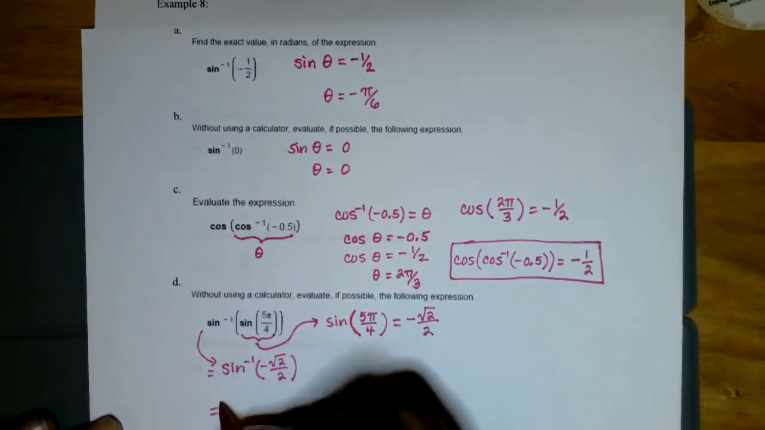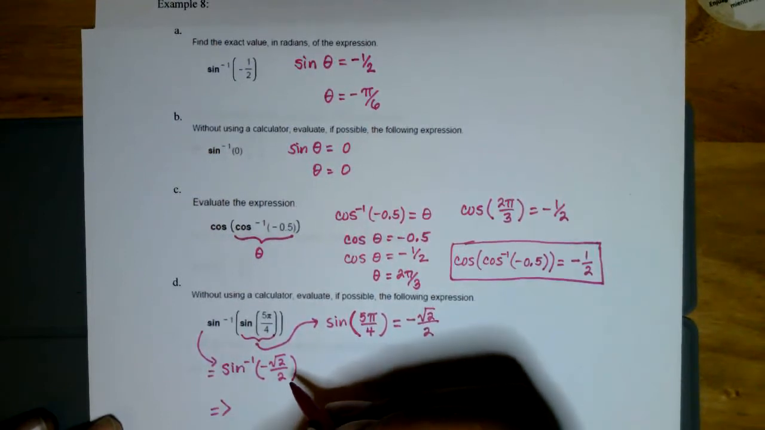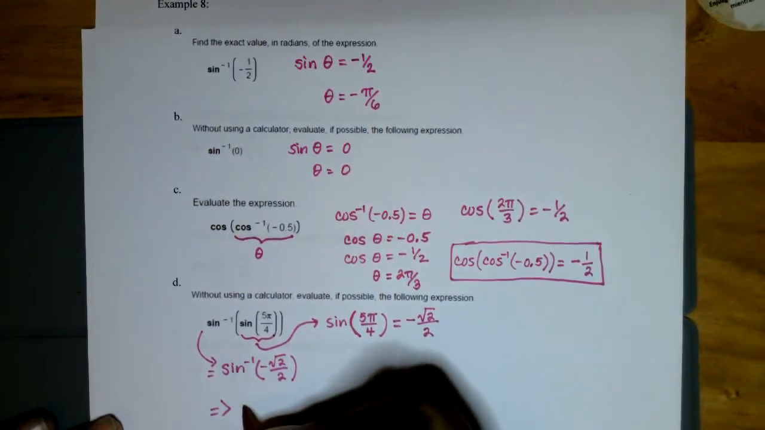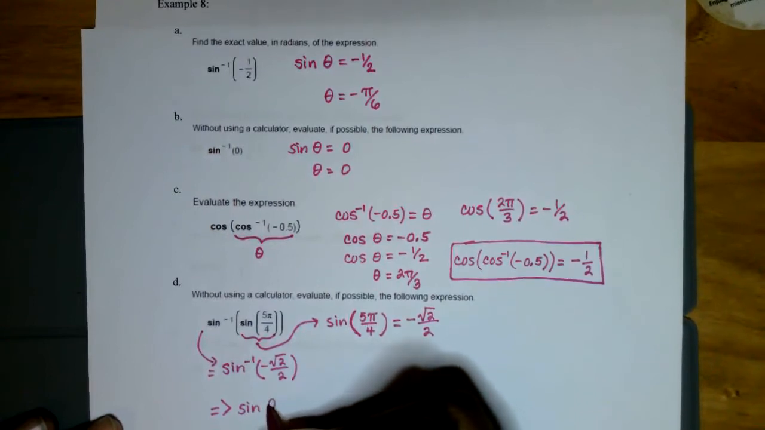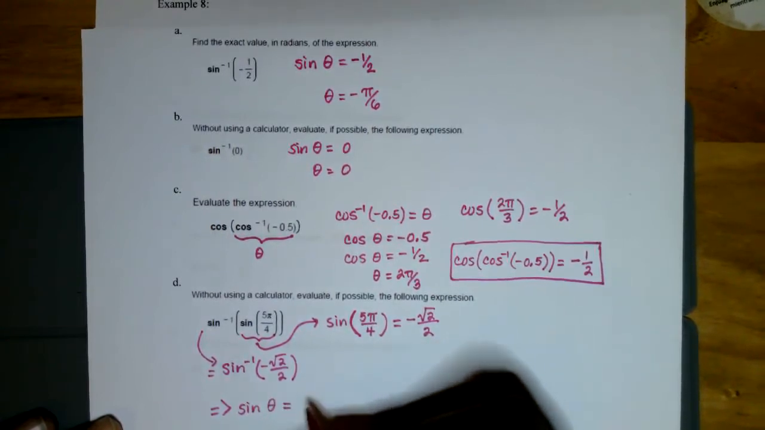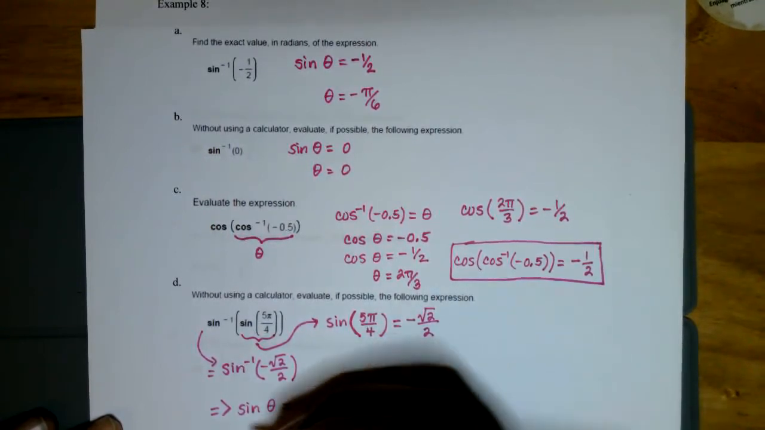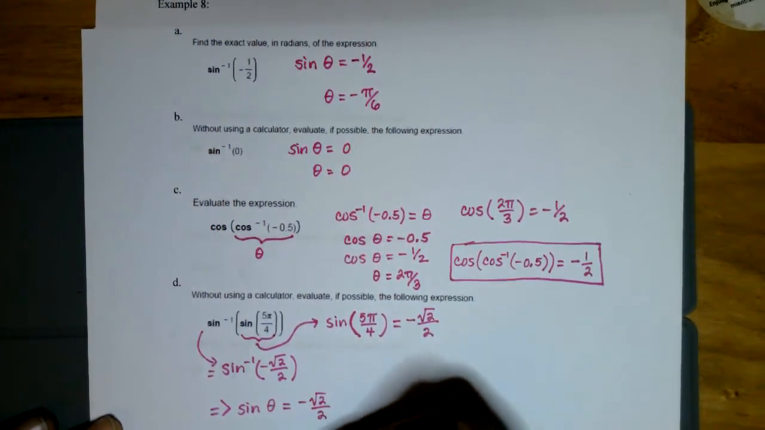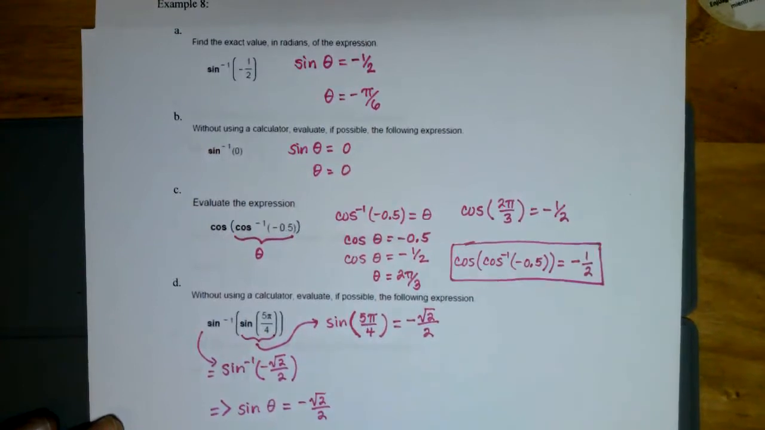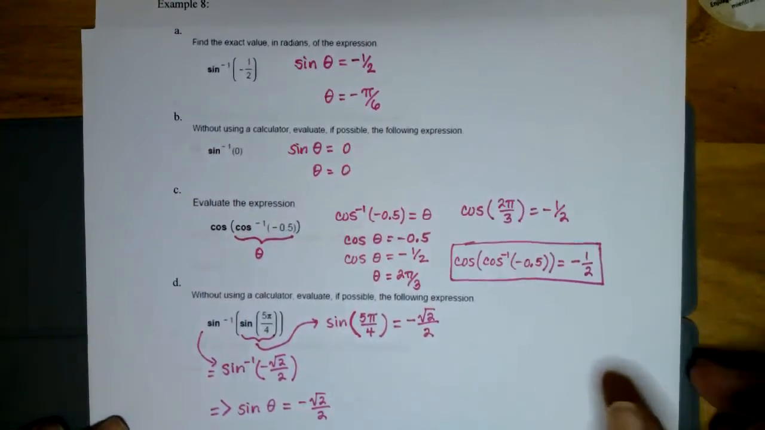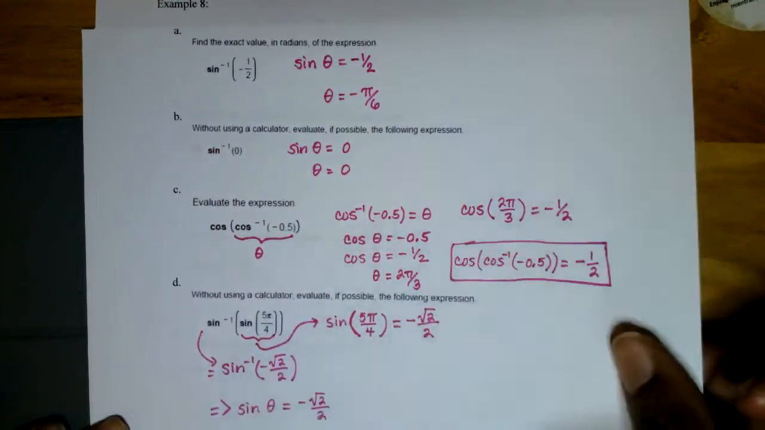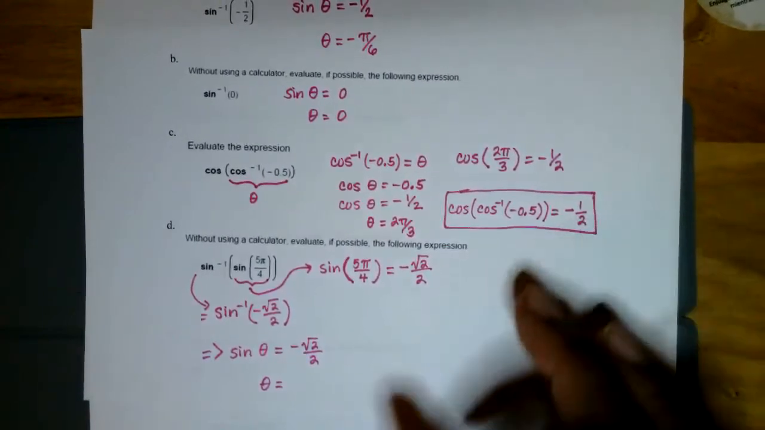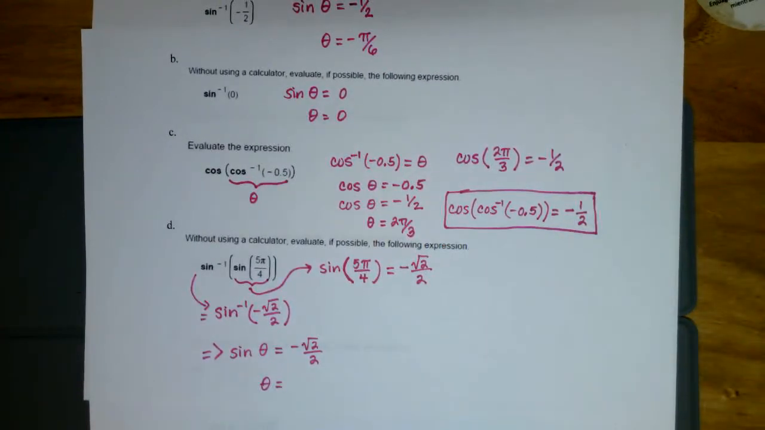Now, the next thing I need to do here is this. I need to find out what angle theta will make the sine of theta equal to negative square root of 2 over 2.